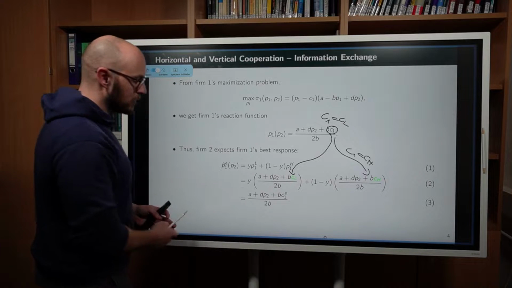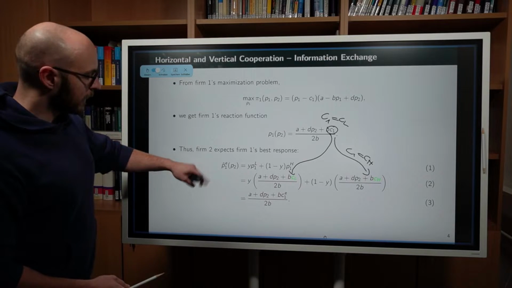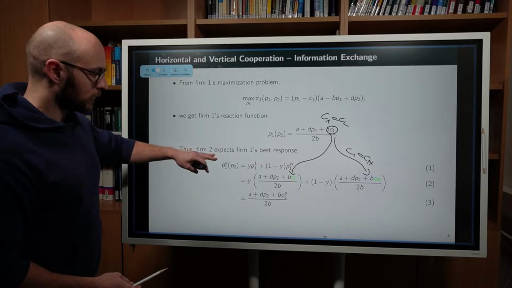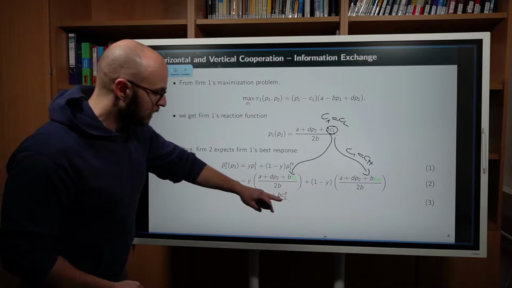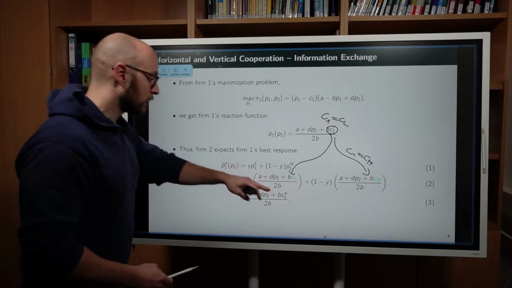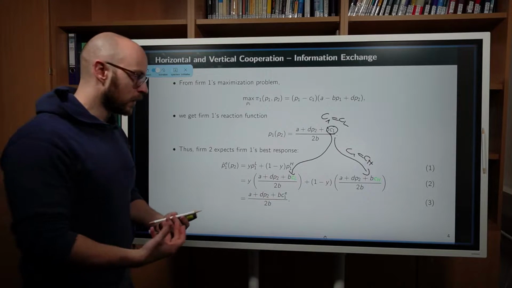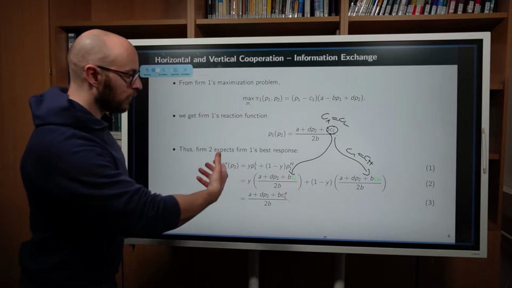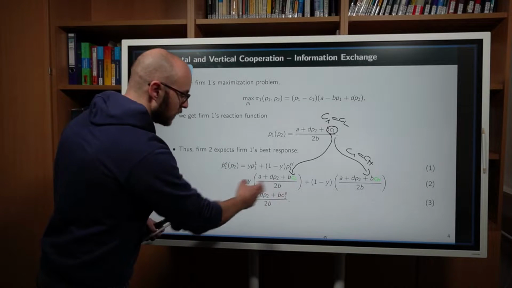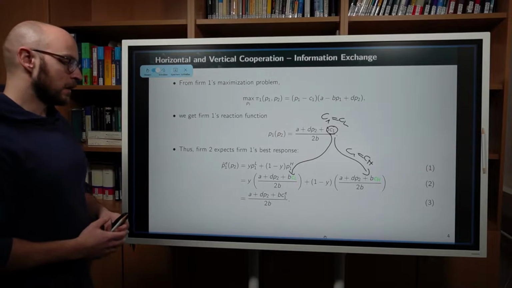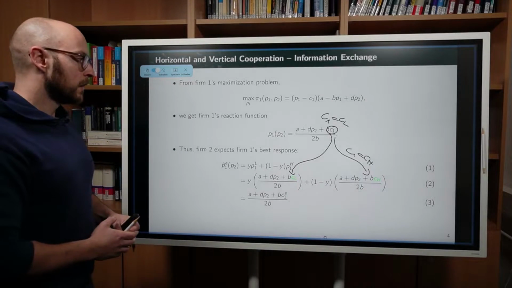And that basically means that firm 2 expects a reaction function of firm 1 that is just based on the expected marginal cost of firm 1, right? So according to what firm 2 believes firm 1 marginal costs to be, will determine where the expected reaction function will be.